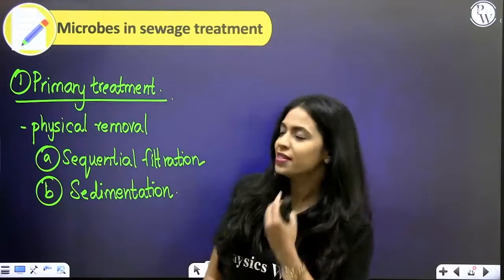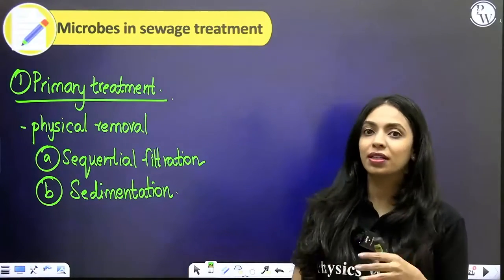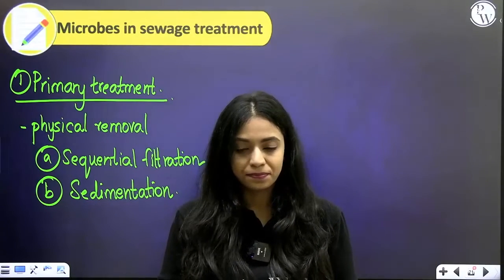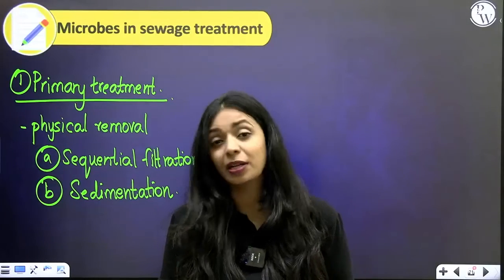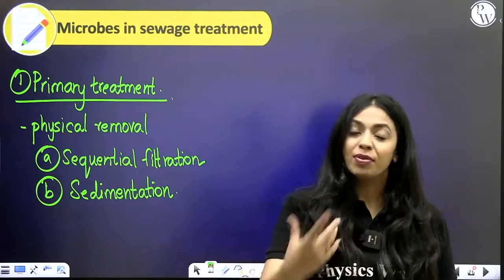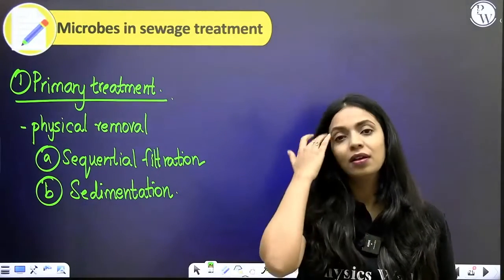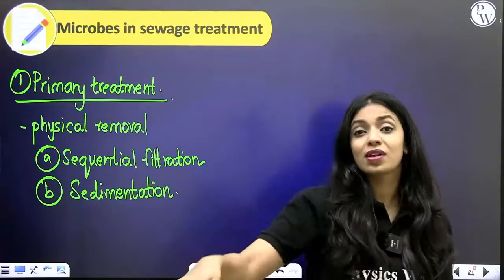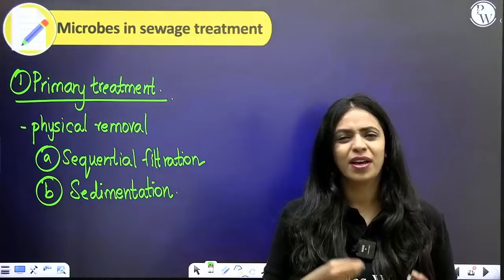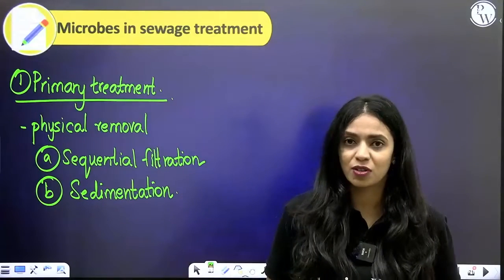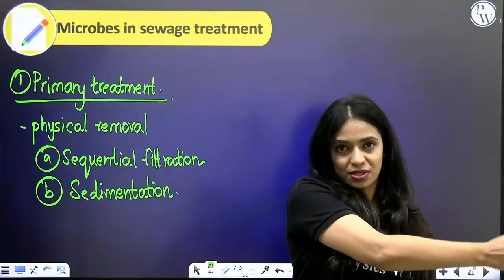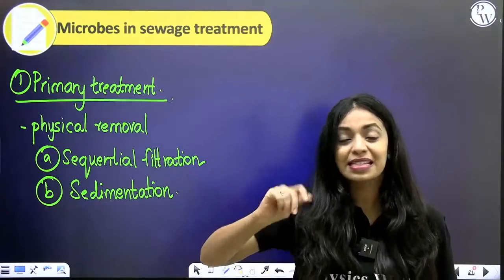So what happens here is, you know that sewage will contain a lot of waste material, right? It could contain chocolate wrappers, it could contain plastic waste. So there'll be a lot of floating debris that you find in sewage. Before it is sent for chemical treatment, whatever is floating on the sewage will have to be removed physically. How do they do that? By a very simple process called sequential filtration. What happens in sequential filtration? You have filters arranged in many rows. The difference between these filters is in their pore size.